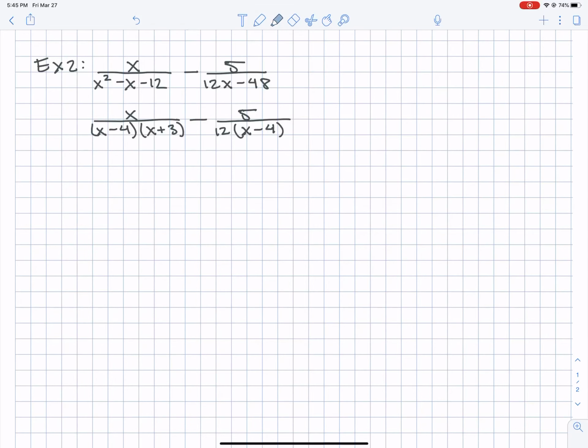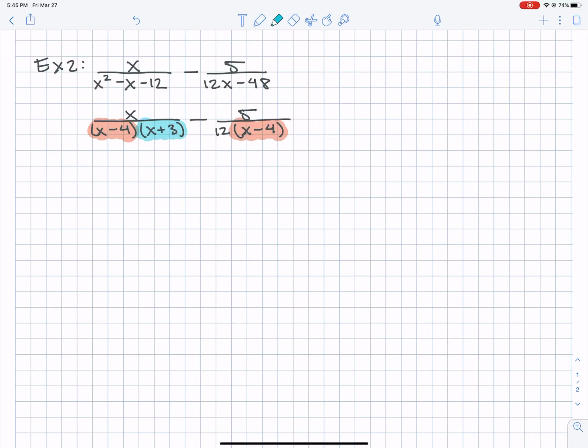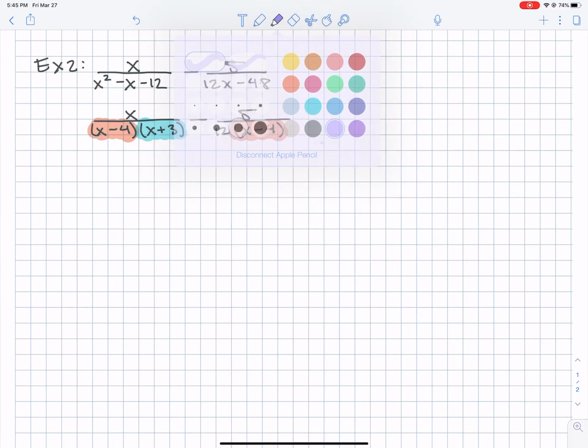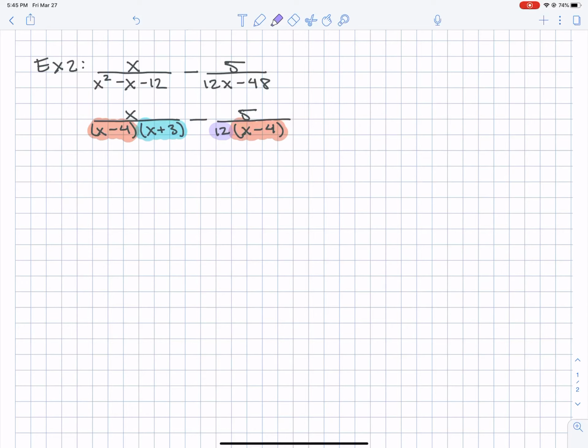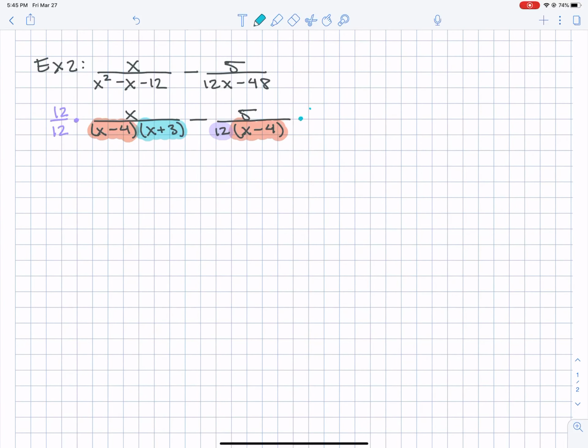And I'm going to use my highlighter here to show that I have an x minus 4 and an x minus 4. Both of the denominators have an x minus 4. However, this one has an x plus 3, and this one over here has a 12. So I'm going to need to multiply my left one by 12 over 12 because it's missing from that side, and the one on the right, I'm going to need to multiply by x plus 3 over x plus 3.